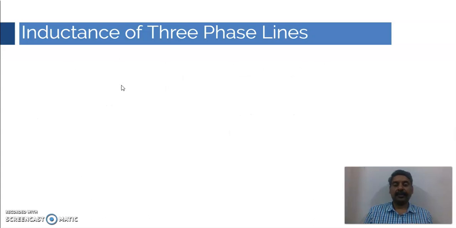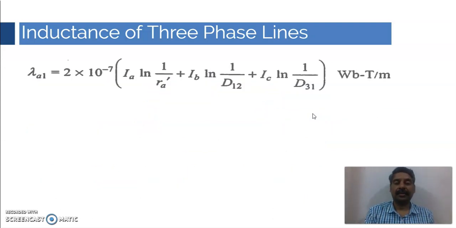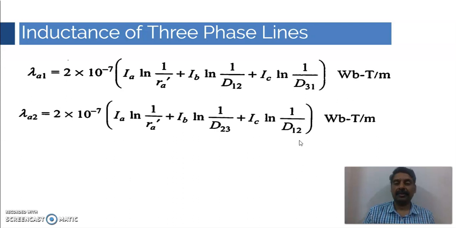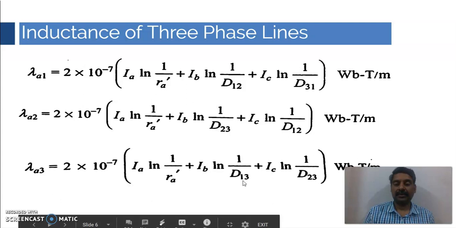Similarly, when conductor A moves to position 3, B will move to position 1 and C will move to position 2. In such a case, we can easily write the equation. After writing these two equations, you can easily guess the equation is going to be like this.